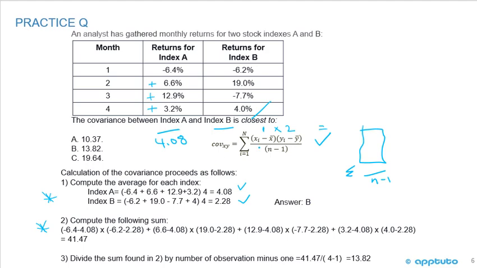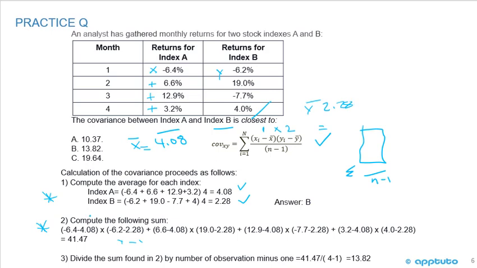And then we have to use our formula there, covariance, the sum of X minus X bar times Y minus Y bar, okay? So here you can see that's my X, and this is my X bar, 4.08. So X minus X bar times Y minus Y bar. Here's my Y, and here's my Y bar, which is 2.28, correct?